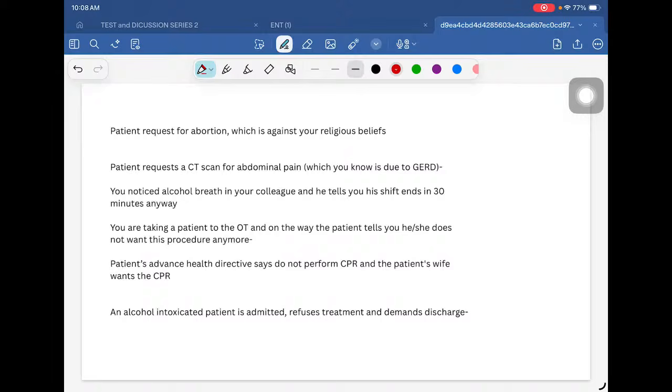There are a few more ethical scenarios. Let's do them. So there's a patient who has a request for abortion which is against your religious belief. What will you do?